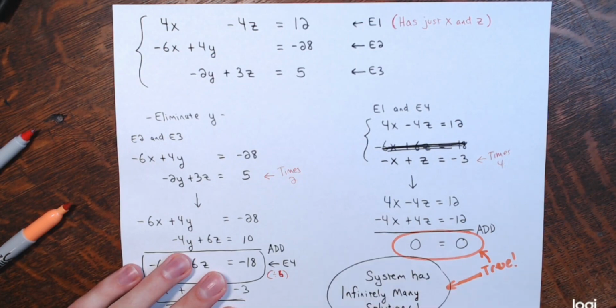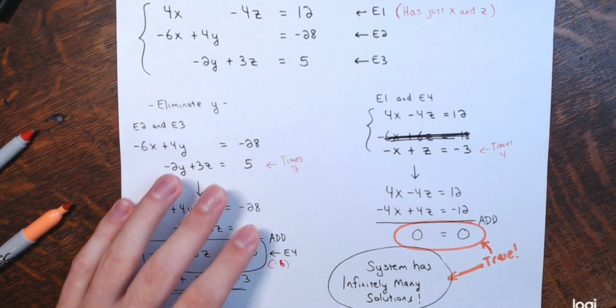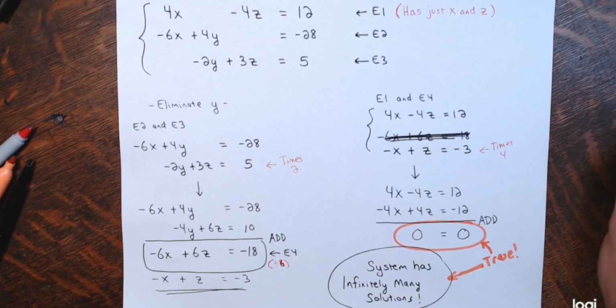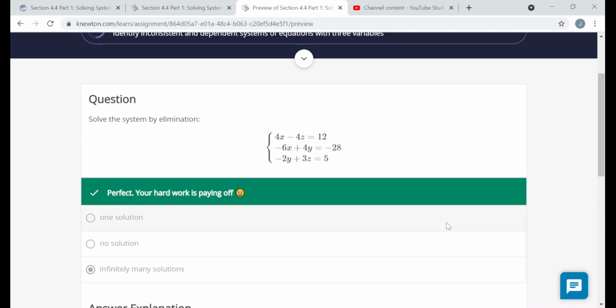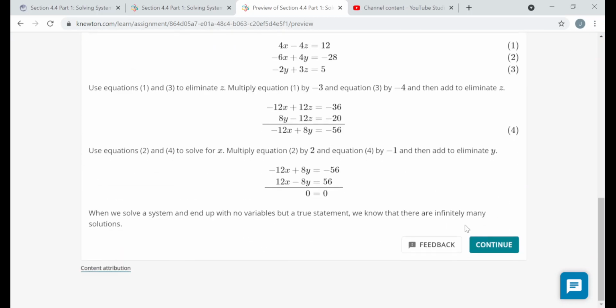Alright, and this is what I'm going to toggle back on the problem. Right. And once again, if you ever come up with a statement that's not true with no variables, 0 equals 2, 1 equals 5, that just tells you that the system has no solution. Be aware of that. That may come up. But yeah, so this is another system that has infinitely many solutions. All right, next question.